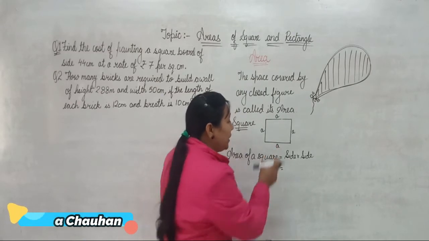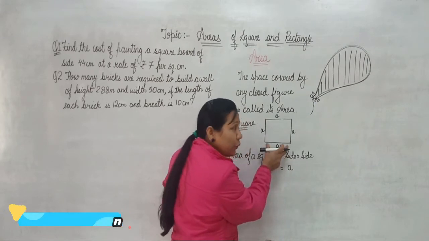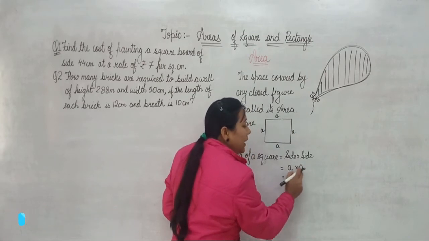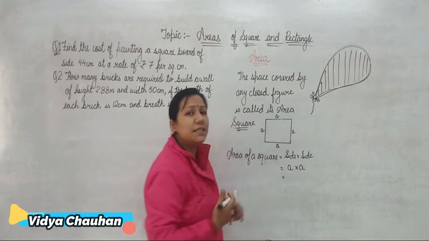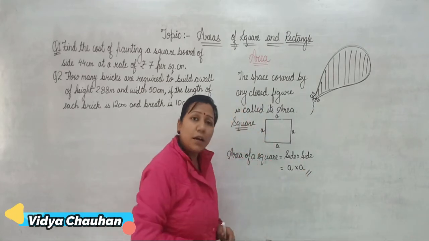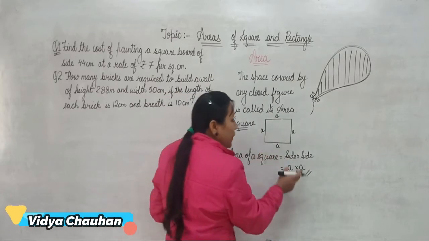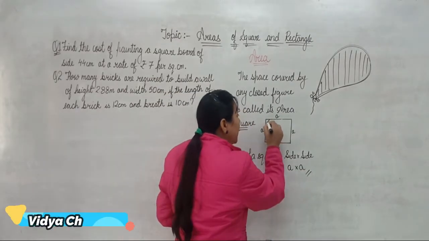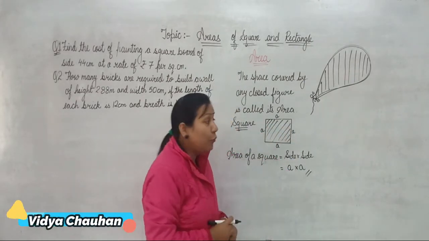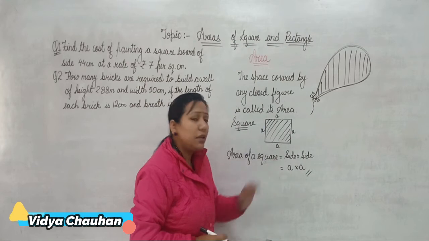Now what is the measurement of each side here? Let's suppose this first side is A units, and the second side is also A units. So that will become A multiplied by A, or you can say side into side. So that is the formula for finding the area of a square whose all four sides are equal. Clear students? When you calculate A into A, you will get the space covered by this figure on the board. How much space it is covering throughout this board. That will be the area of the square.